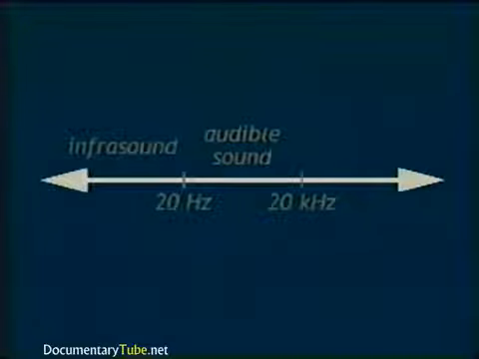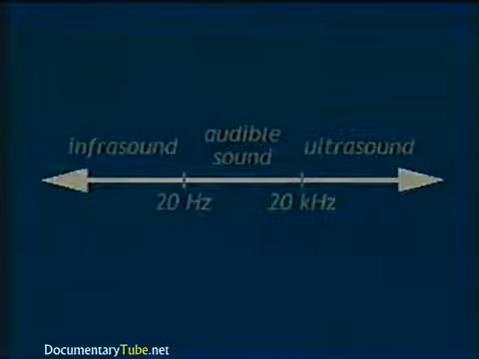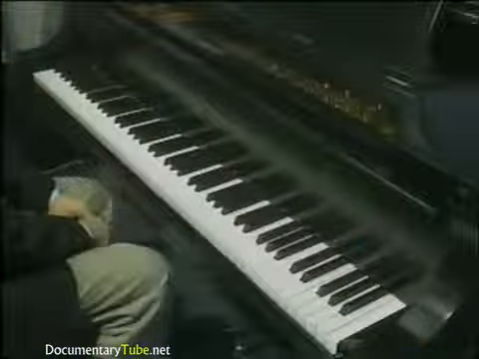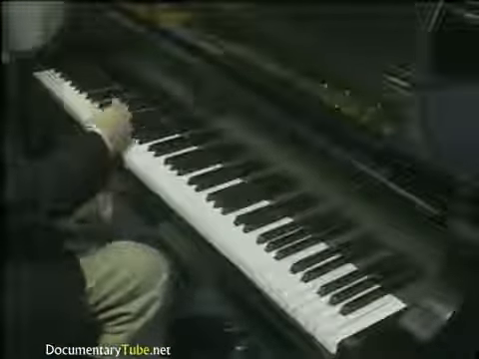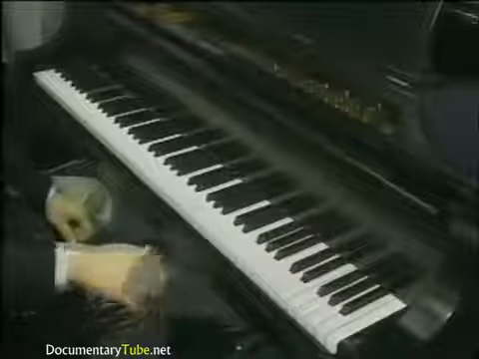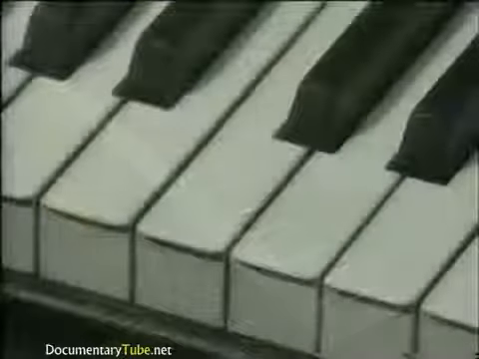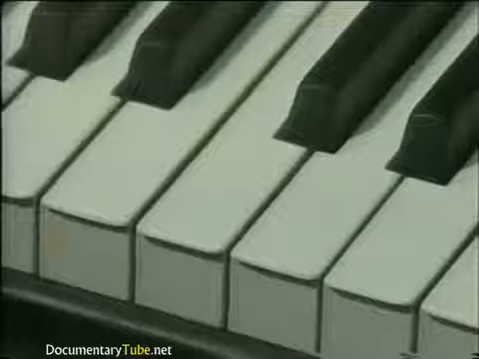Infrasound includes frequencies below 20 Hertz, and ultrasound includes frequencies above 20 kilohertz. In order to connect frequencies with sounds we recognize, let us first listen to the piano. A piano covers a frequency range of 55 to 8,360 Hertz. A middle C is at 262 Hertz.